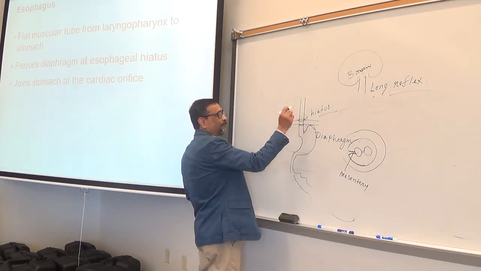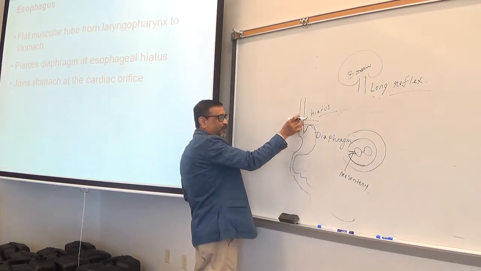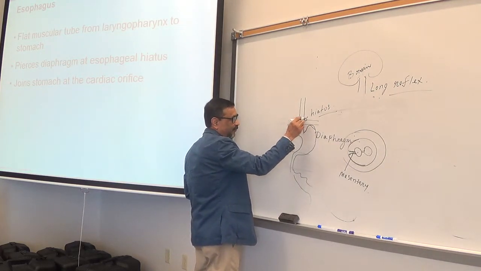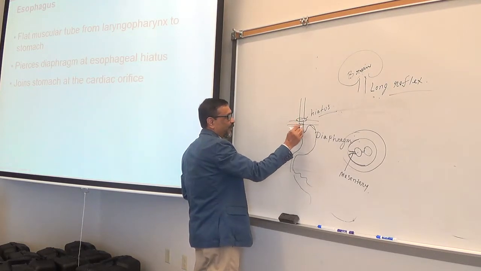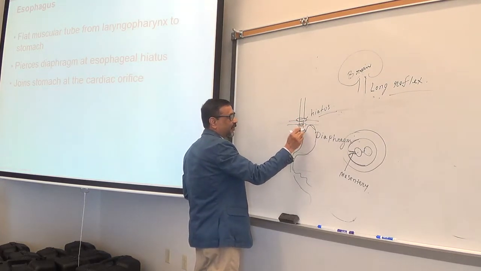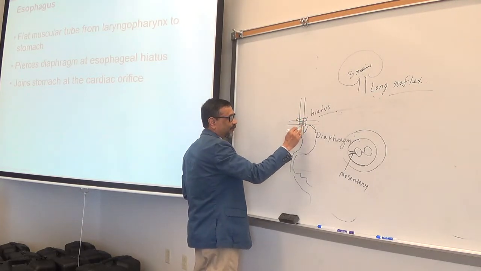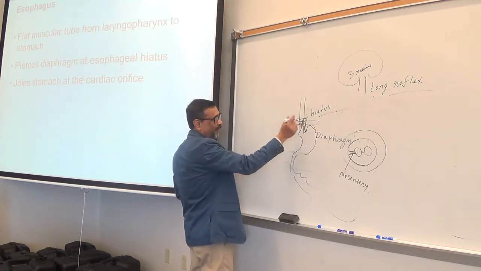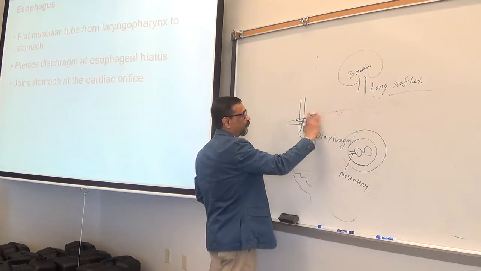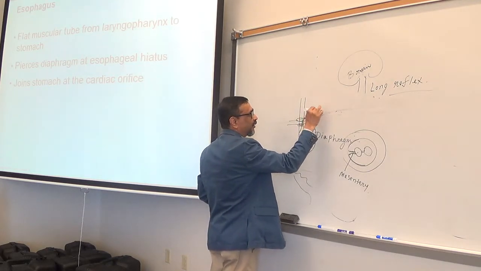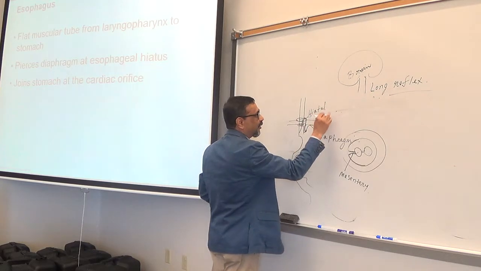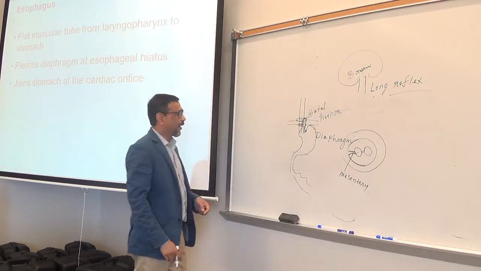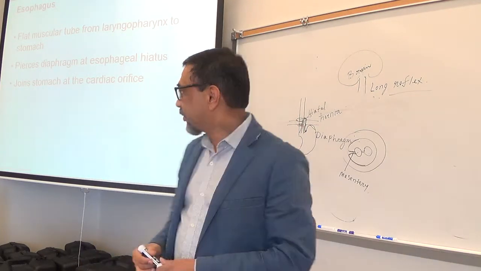Now, sometimes what can happen, this opening can get bigger. Like this. The opening can get bigger and a part of the stomach can pop out, pop up like that, through that big opening. And that is called hiatal hernia. Hiatal hernia. Okay? So that is a condition that happens.